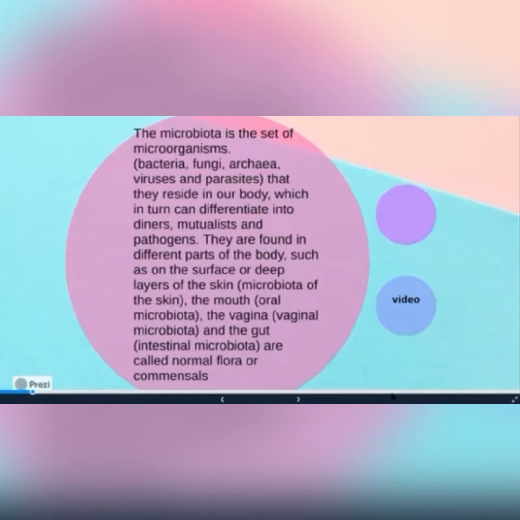The microbiota is the set of microorganisms, bacteria, fungi, archaea, viruses, and parasites that reside in our body, which in turn can differentiate into commensals, mutualists, and pathogens. They are found in different parts of the body, such as on the surface or deep layers of the skin (microbiota of the skin), in the mouth (oral microbiota), the vagina (vaginal microbiota), and the gut (intestinal microbiota), and are called normal flora or commensals.